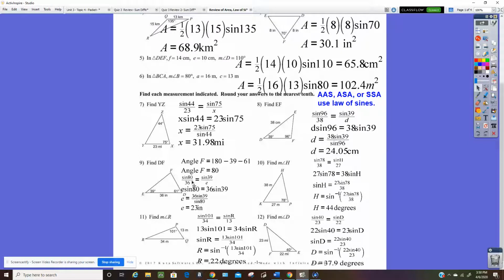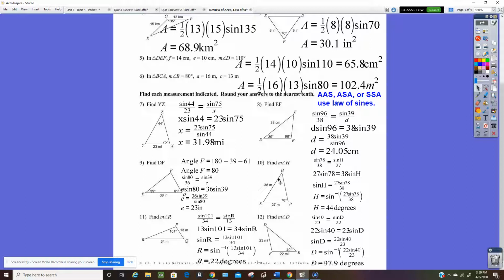So now I have sine of 80, that's this angle, over 36 is equal to sine 39 over what I'm trying to find here, side E, same as DF. So E sine of 80 when I cross multiply equals 36 sine of 39. So E is going to be 36 sine of 39 divided by sine 80. And you have E is equal to 23 inches. All right, so 10, 11, and 12, you're trying to find the angles there.